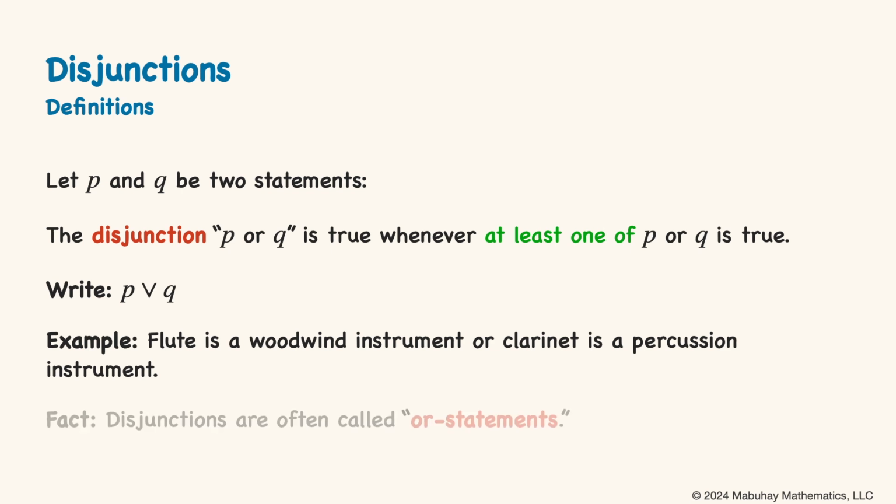All right. Disjunctions are also called or statements, similar to the way that conjunctions are called and statements. So if you say or statement, this is the kind of structure that we're talking about, and this is how you determine its truth value.